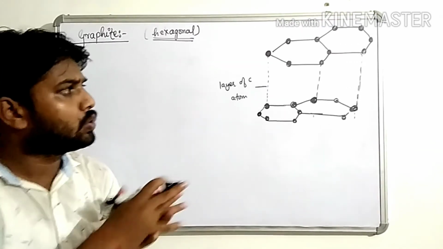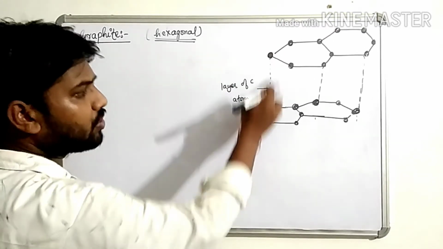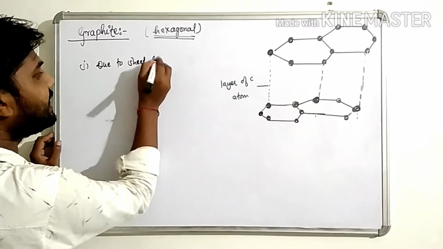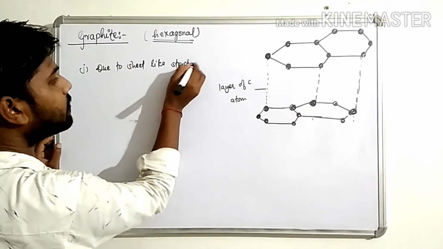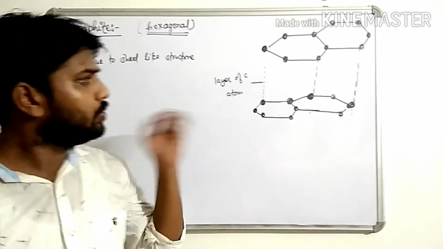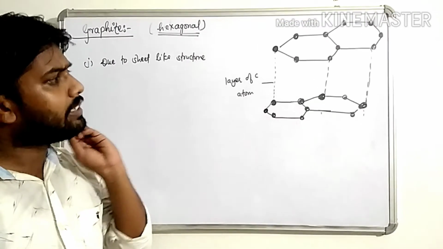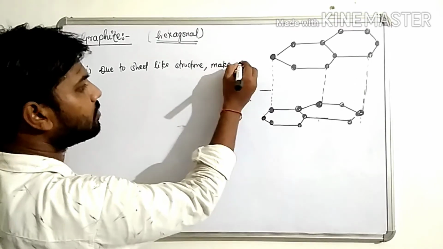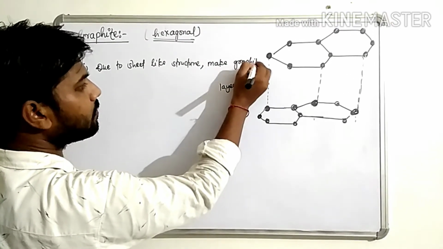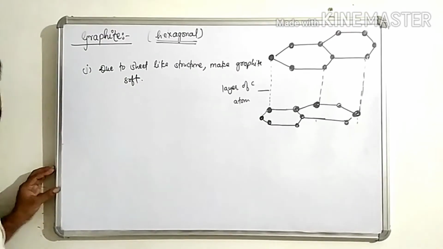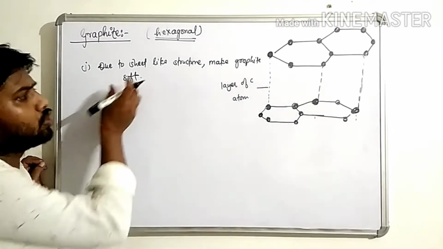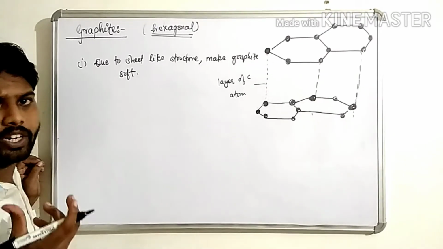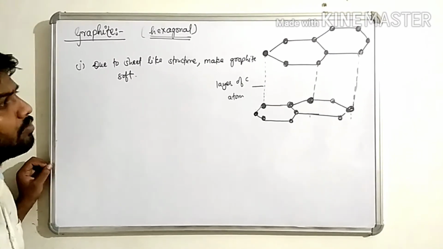Clear children? So, due to its sheet-like structure, that makes graphite very soft. Clear children? And due to softness, graphite is used in making lubricants, dry lubricants, which are used in machinery parts. Clear children?